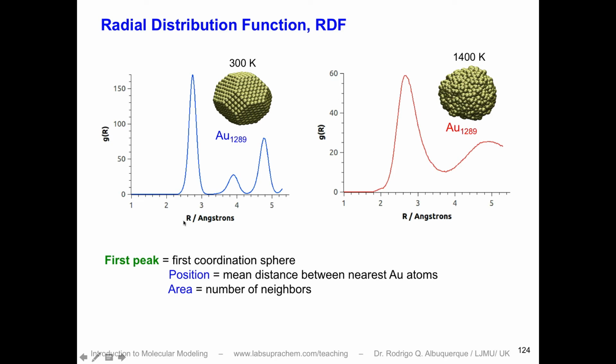The first peak gives the first coordination sphere. So it represents all atoms immediately close to any central gold atom. The position shows the mean distance between nearest gold atoms. So in this case, most gold atoms are on average about 2.8 angstroms apart. The area gives the number of neighbors.